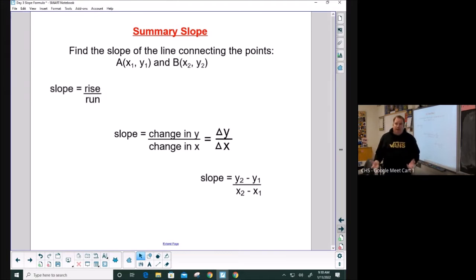And then if you want to go off even further and go to a formula that says, how do you figure out the delta y, the change in y? Well, it's y2 minus y1. And how did you figure out the change in x? It's x2 minus x1. Then we can end up with this third formula. And I'll show the last two and how we can use them for what we're doing today.